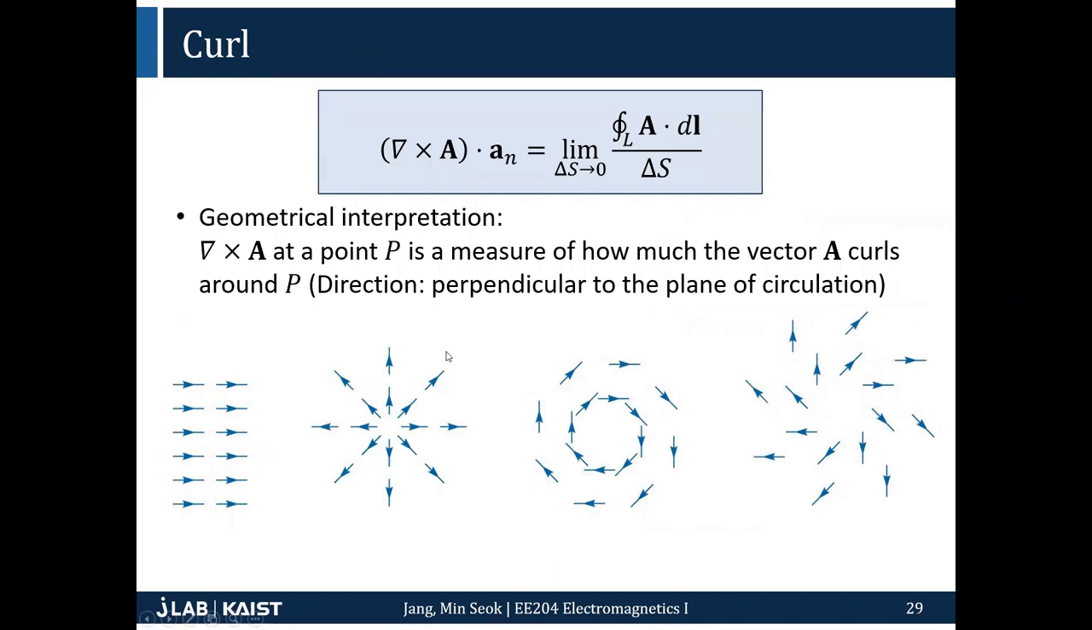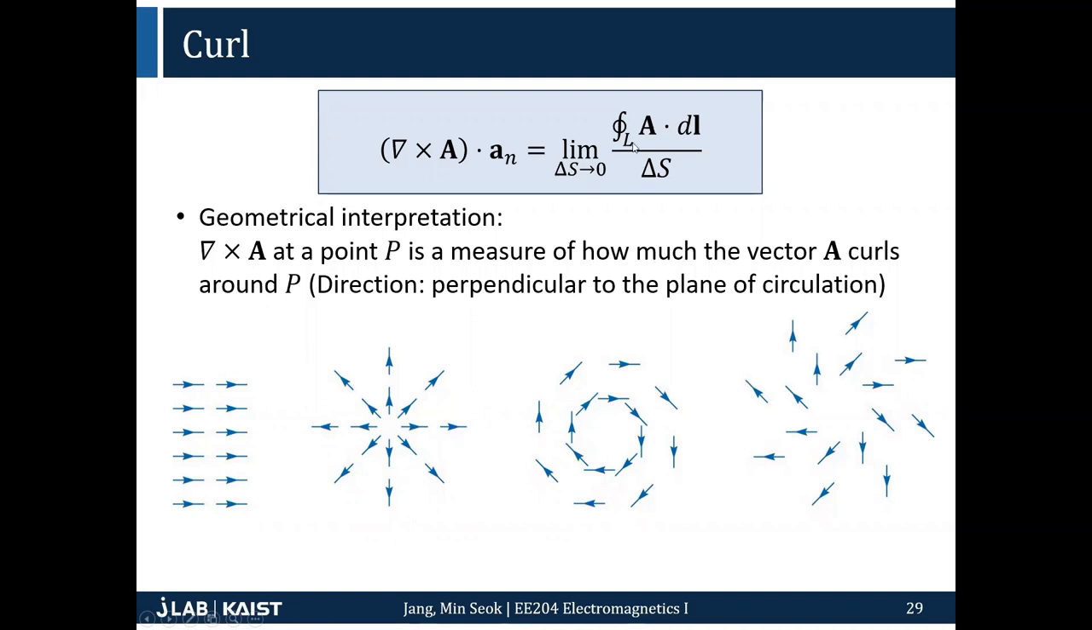Okay, Im Doyeon asks, is this right-hand rule kind of agreed by everyone? Yes, it's a widely accepted definition, so you don't need to worry about this definition.